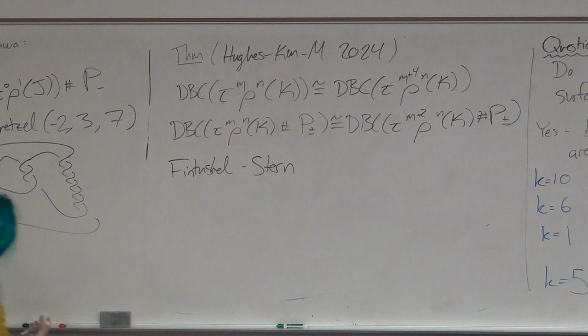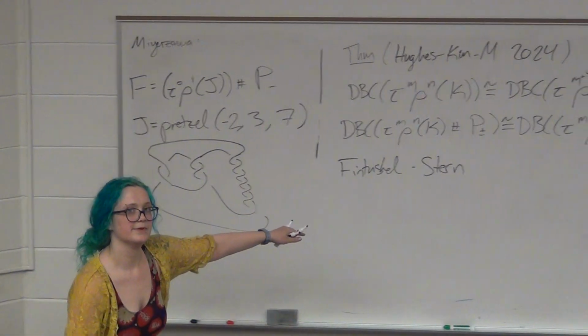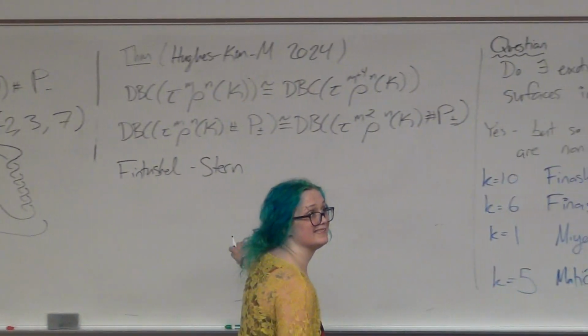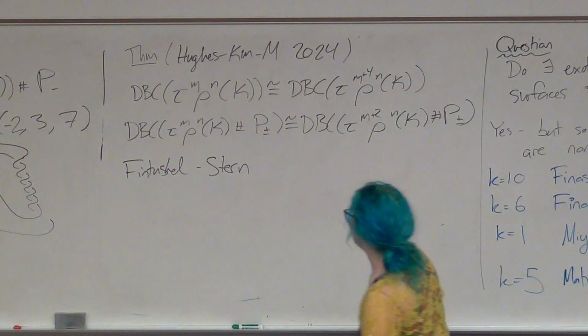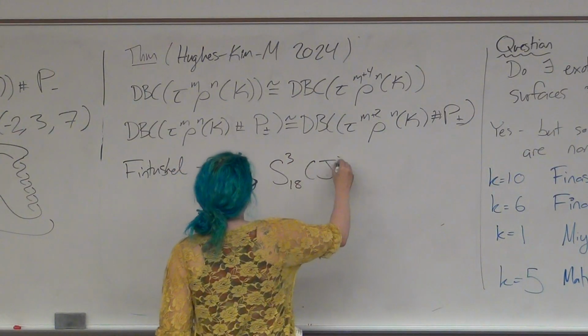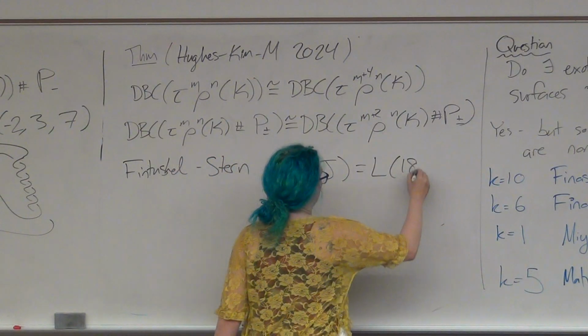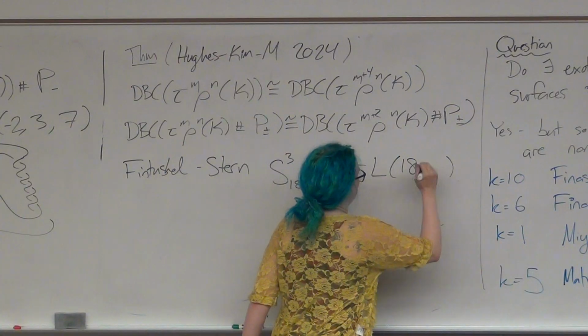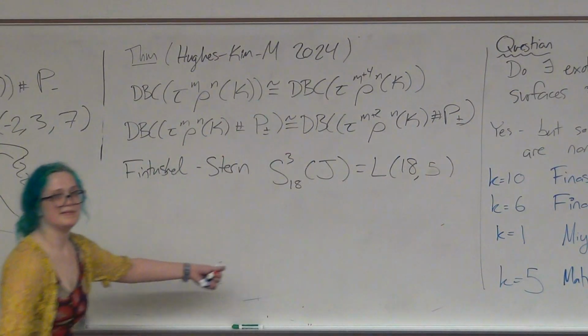This knot is like a magic knot. It shows up in every paper, and in particular, it showed up in Van and Stern's paper on how to construct lens spaces in like the 1980s or whatever, where they observed that a certain Dane surgery is a lens space. It's the 18.5. Why would that possibly be related?